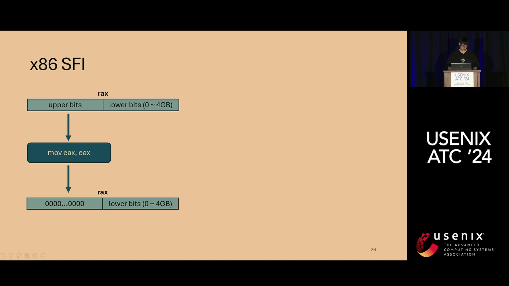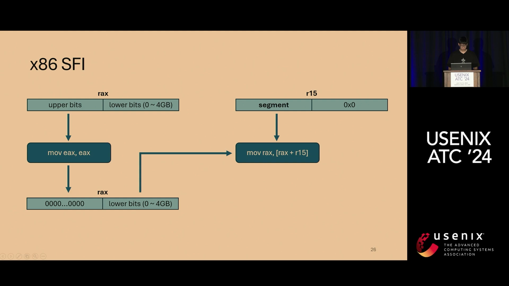As a baseline, we also measure the performance of a purely software isolation scheme, similar to Google Native Client. A 32-bit move instruction is used to clear the upper 32 bits of the address. R15 is reserved to hold the segment, which is the base address of the private heap. This load instruction uses RAX plus R15 as the target address. Hence, this memory access is always within the bounds.